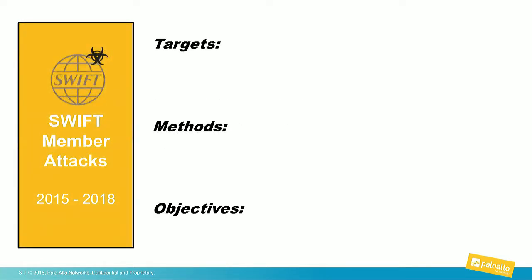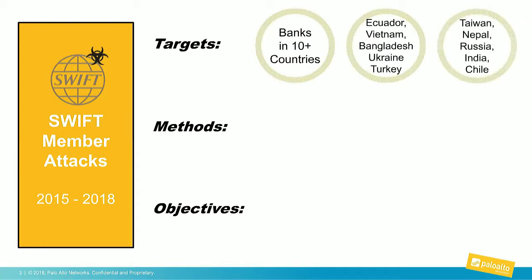All right, so what actually happened? Over the past 3 years, there have been a series of attacks on a number of SWIFT member institutions across the globe. And these have occurred in at least 10 different countries. The first batch came to light in early 2016. And the most recent attack actually occurred in late May and was just publicized recently in the press.